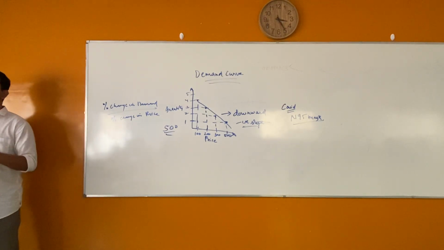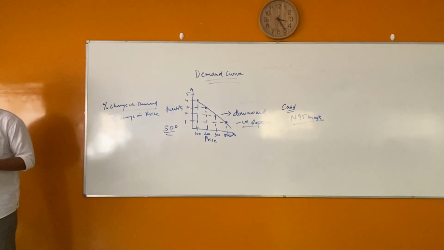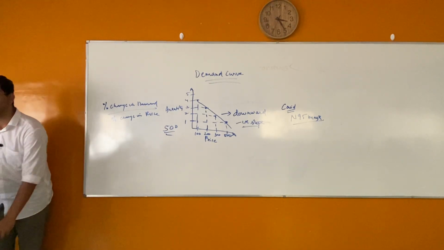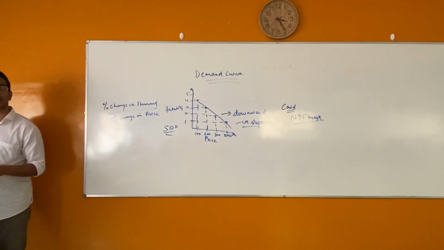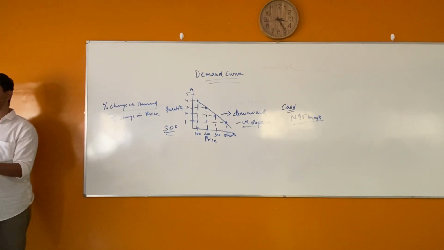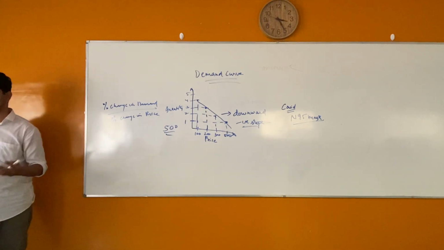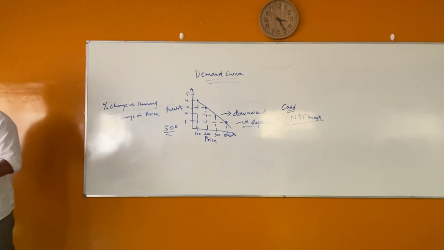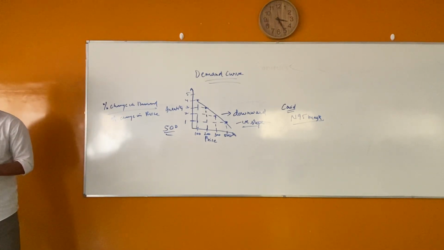This is perfectly elastic. The word itself says that it's very elastic. So when a slight change in price will cause infinite change in demand. If you increase 1 rupee also, the demand will explode. Like everyone wants it. This is not possible in real life. Perfectly elastic demand, it's not possible in real life. Okay. But what is the definition? When a slight change in price will cause infinite change in demand.